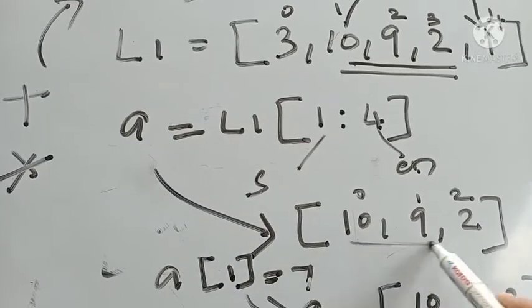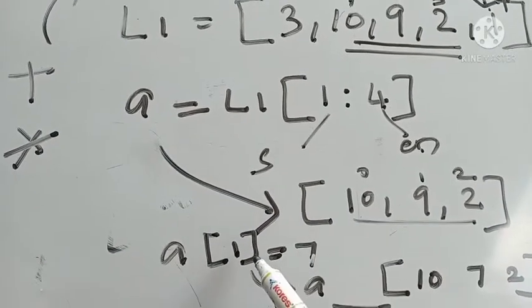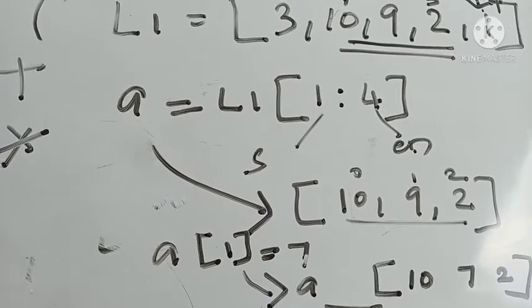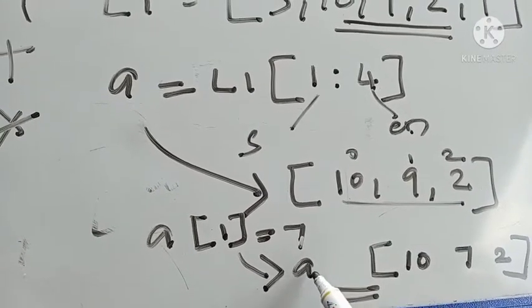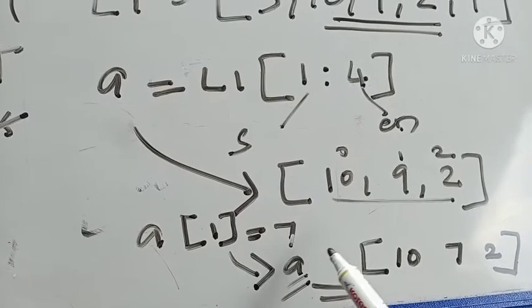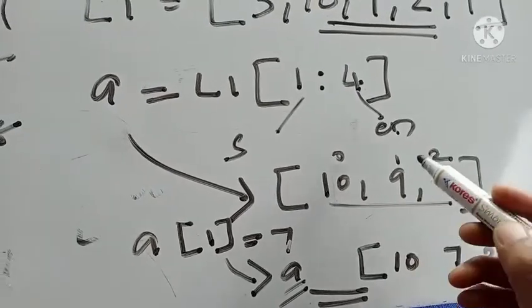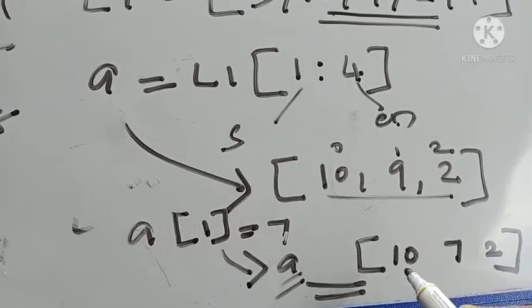That is the answer actually here. And when you are trying to change the value of first position value to 7, when you check the values coming under A, you can see that the changes have already affected, and it has been changed to 10, 7 and 2.